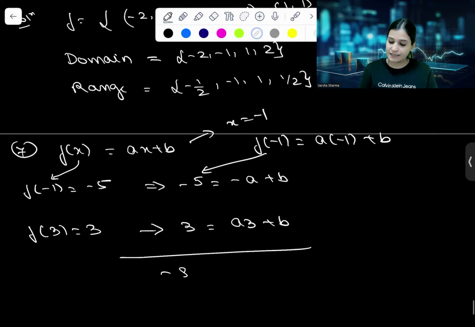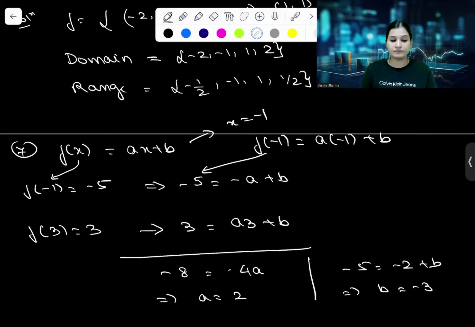Subtracting them, -8 equal -4a. So a is 2. -5 equal -2 plus b. So b is -3. That is what they asked us to find, a and b. A is 2 and b is -3. Any doubts? No.